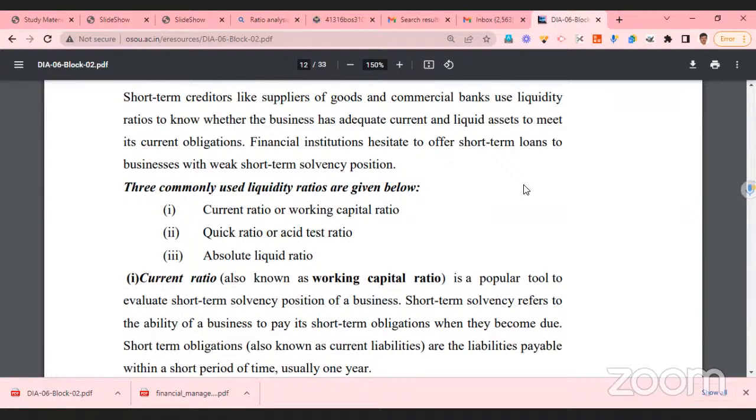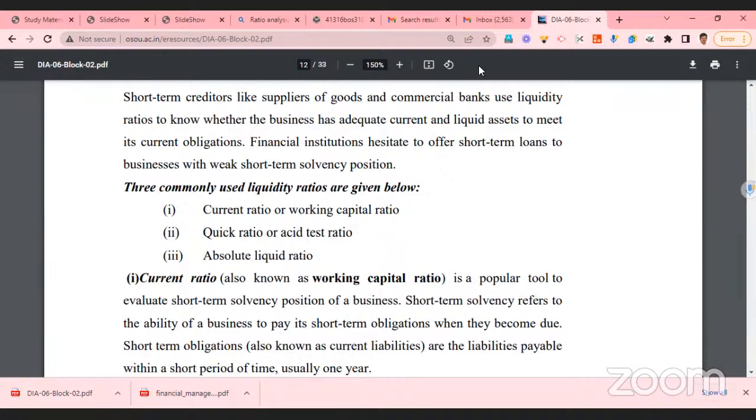The first ratio under liquidity ratios is called the current ratio. It is also called the working capital ratio. In this ratio, we compare current assets to current liabilities. Why? What is the need for this? To see the proportion of current assets compared to current liabilities, to meet the short-term solvency.